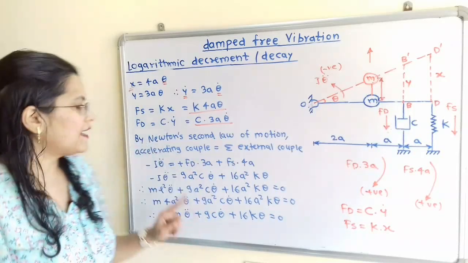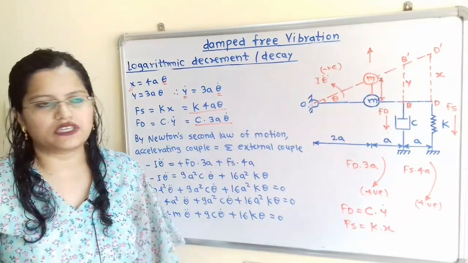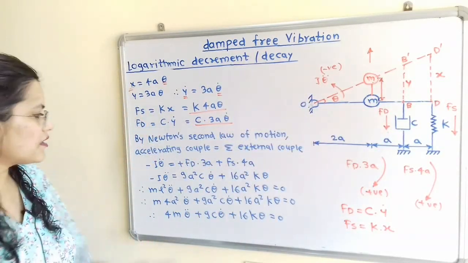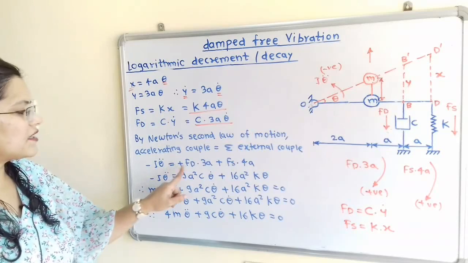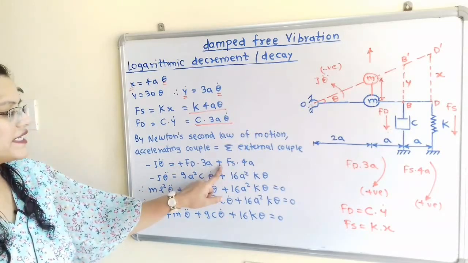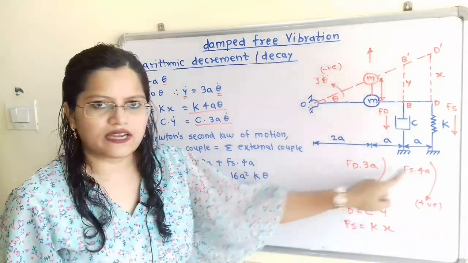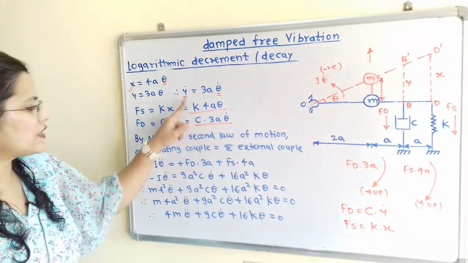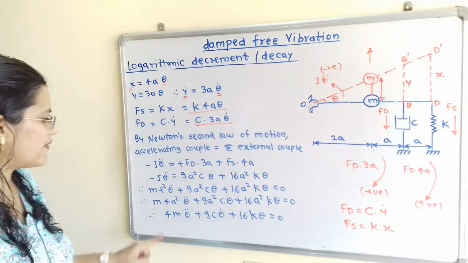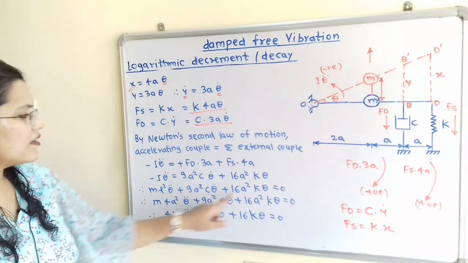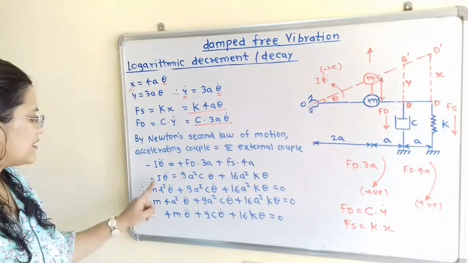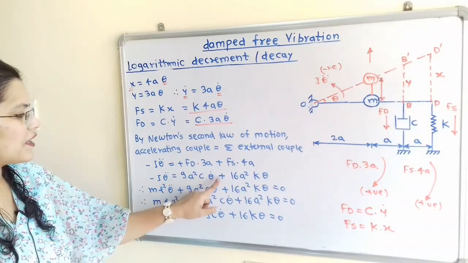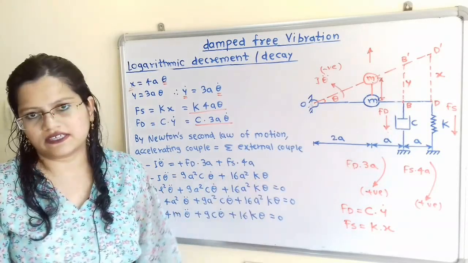Now we will apply Newton's second law of motion. Accelerating couple is equal to summation of external couple. So minus I theta double dot is equal to Fd into 3a plus Fs into 4a, that I have shown here. Now put the values of Fd and Fs. Then we get the final expression: minus I theta double dot is equal to 9a square c theta dot plus 16a square k theta.